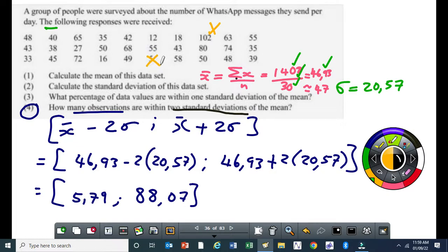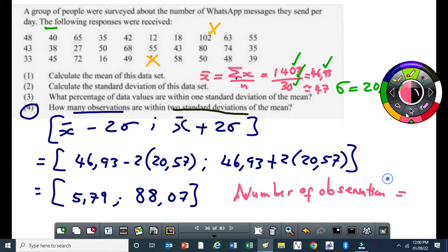So in total, the number of observations will be equal to what? 22. Okay, so that's number 4.